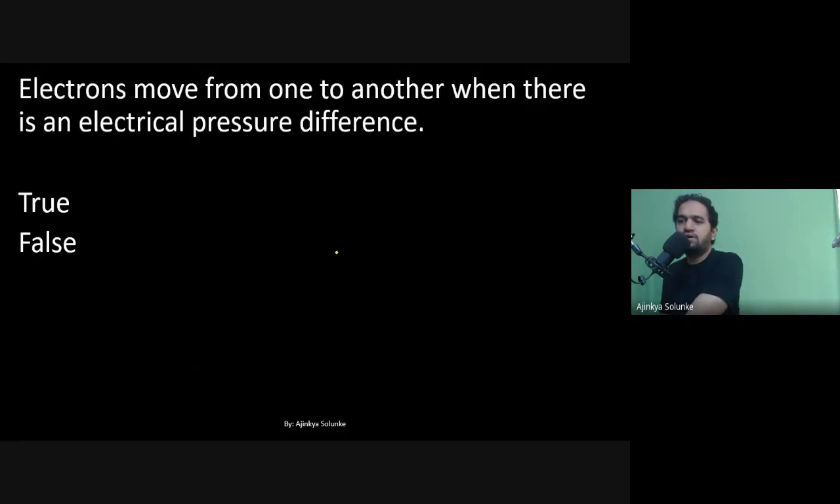Let us see in the book if there is something else. Can you please answer this question? Electrons move from one point to another when there is an electrical pressure difference, whether it is true or false. What do you think?